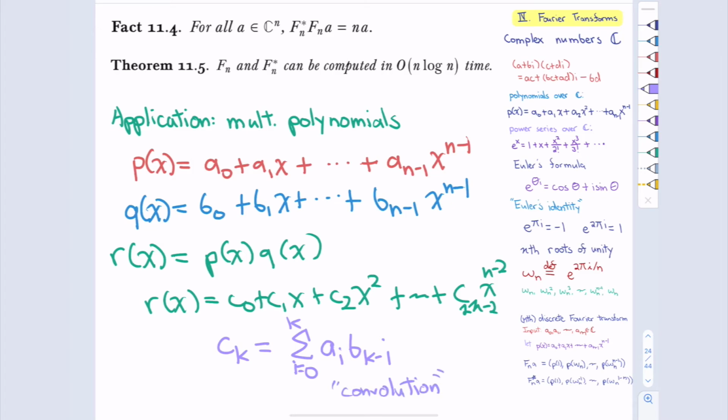Okay. Now, if I did that to generate all the coefficients, I would need n squared time because each of those sums represents a large loop. And I need n coefficients. Okay, so naively multiplying 2 polynomials together would take n squared time. Very similar to integer multiplication.